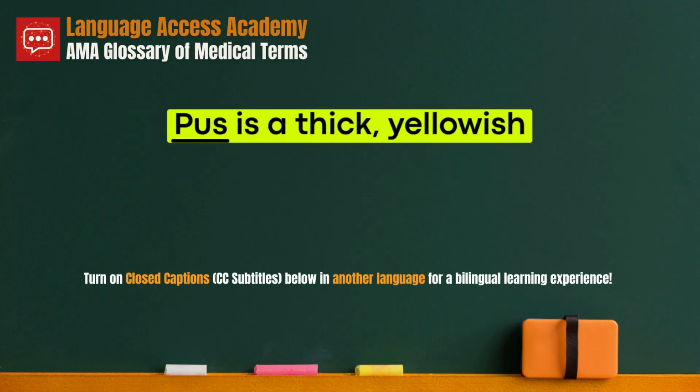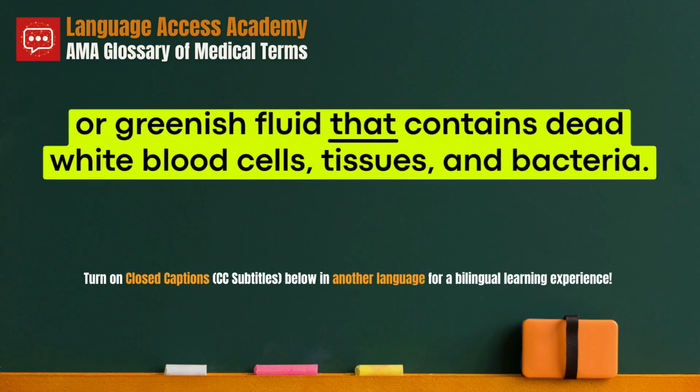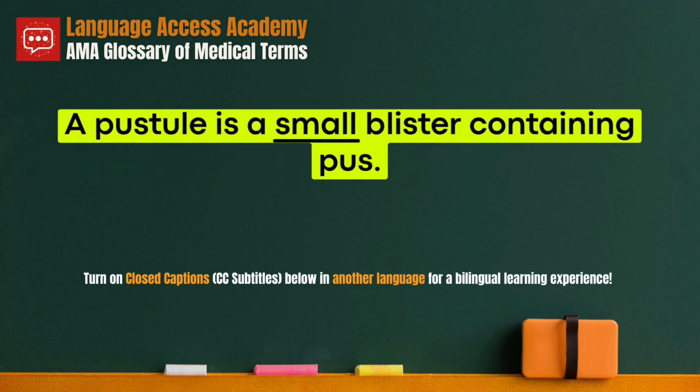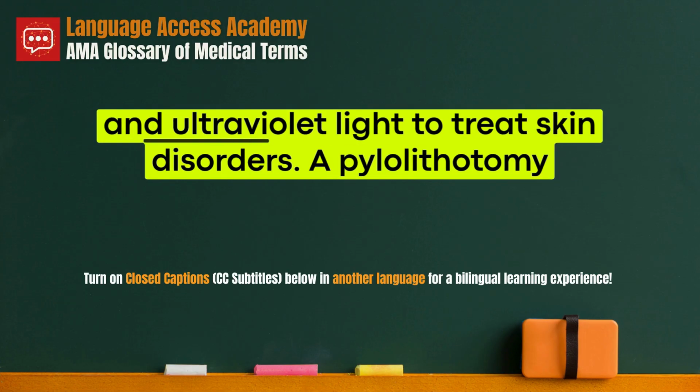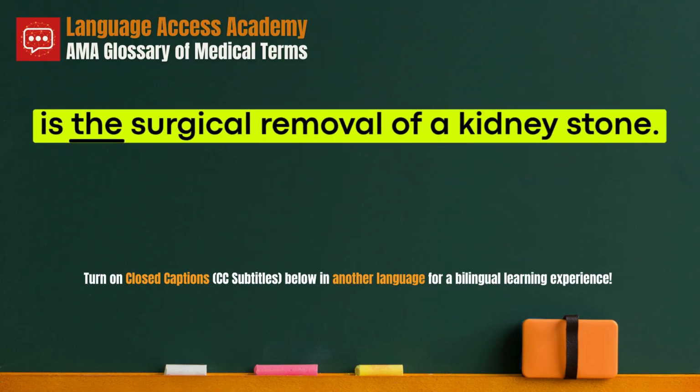Pus is a thick, yellowish or greenish fluid that contains dead white blood cells, tissues, and bacteria. A pustule is a small blister containing pus. PUVA is a form of phototherapy that combines the use of psoralens and ultraviolet light to treat skin disorders. A pyelolithotomy is the surgical removal of a kidney stone.